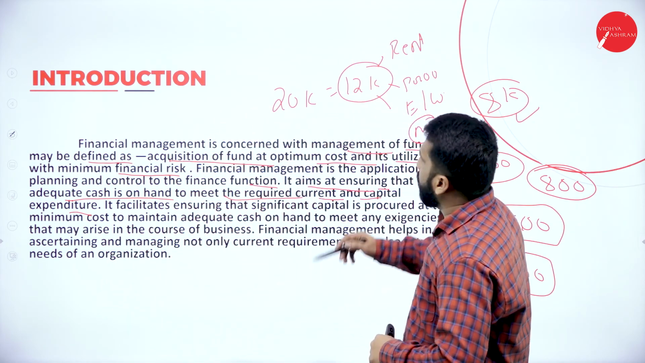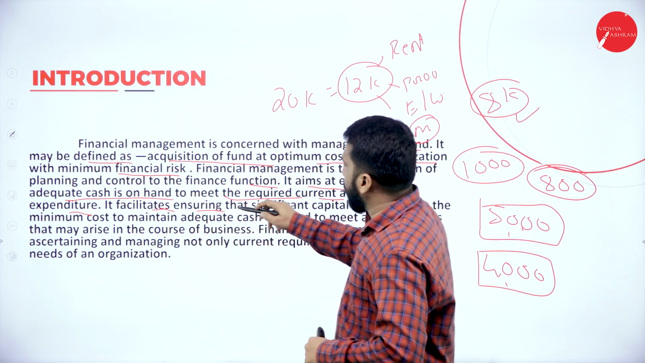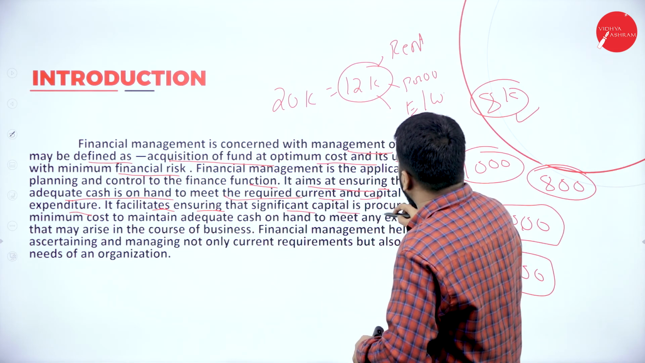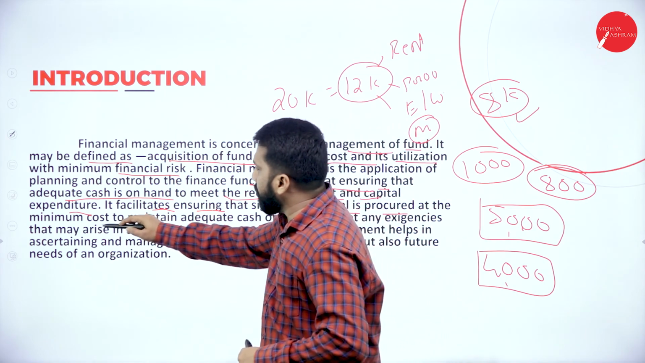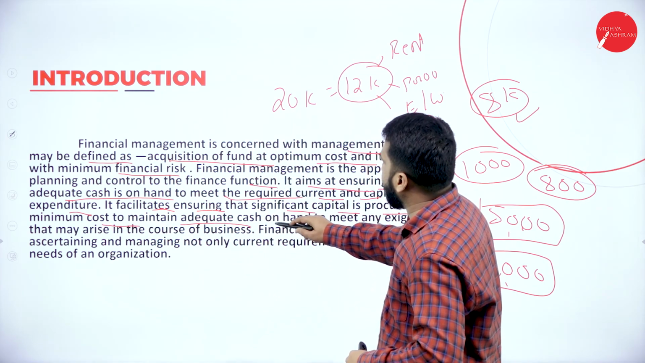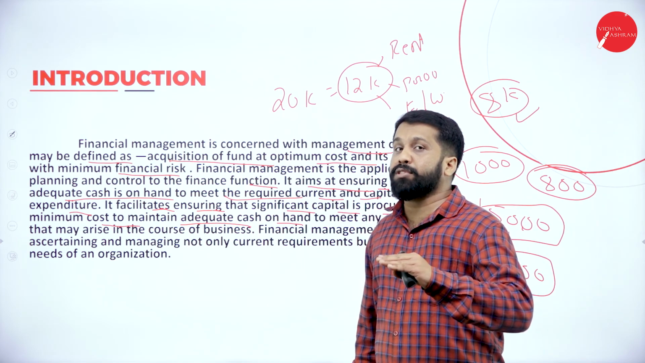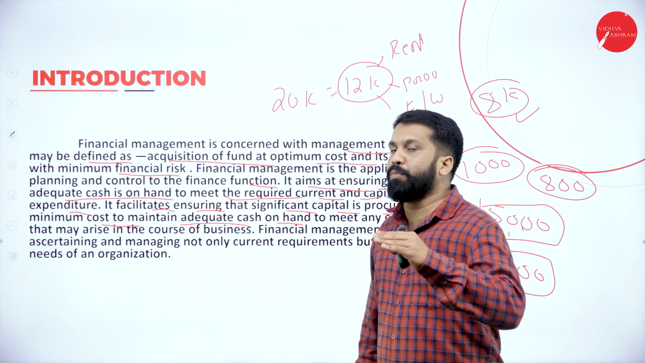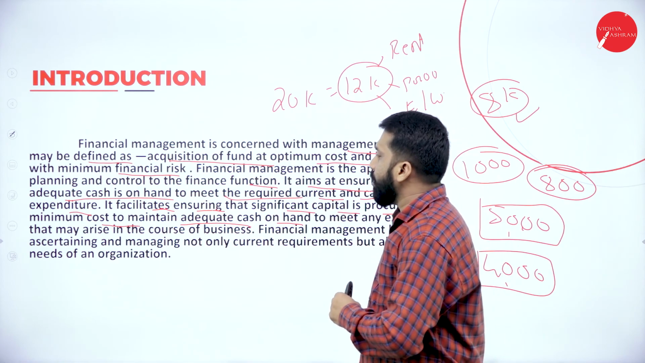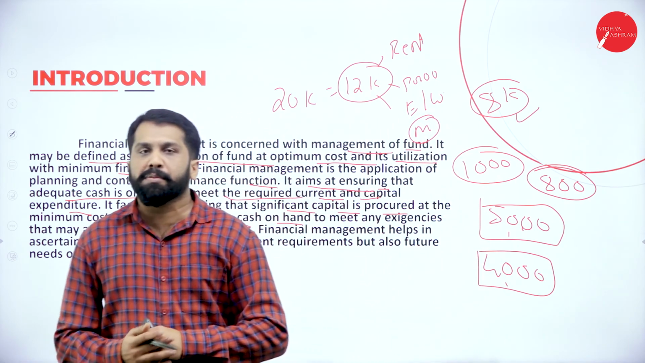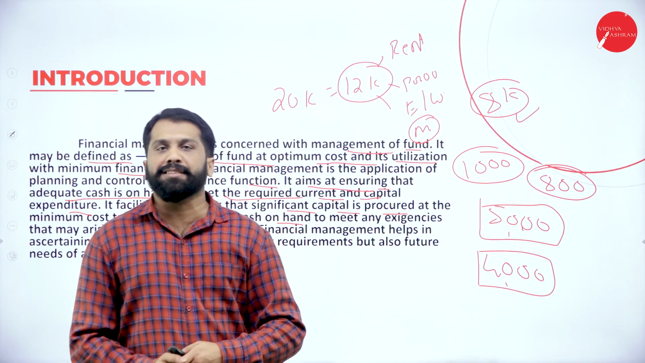Then it facilitates ensuring that significant capital is produced at the minimum cost to maintain adequate cash on hand. Now, at a minimum cost, you have to spend and you have to utilize more. So, this is all about financial management. Managing your finance is called financial management.